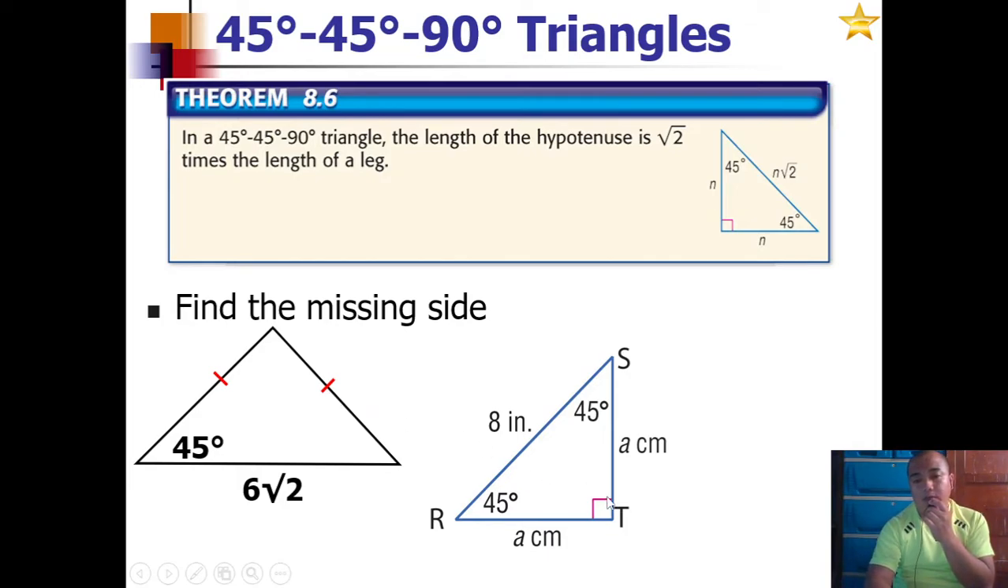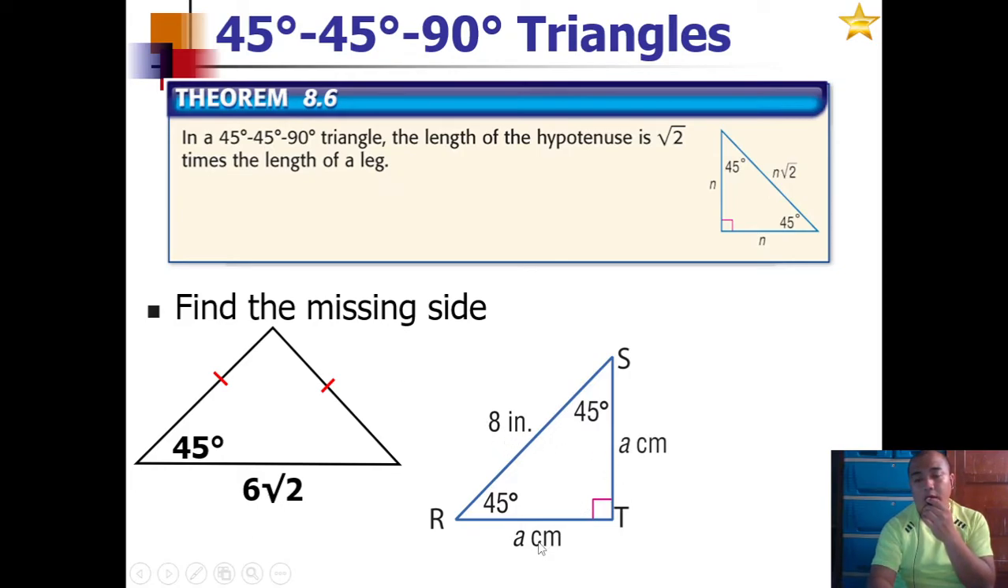Here, if the hypotenuse is 8, what are the lengths of the legs, which are equal in an isosceles right triangle? Of course, all you have to do is divide 8 by square root of 2. To solve for the sides, you divide 6 square root of 2, the hypotenuse, by square root of 2, so it becomes 6. Here, it's 8.